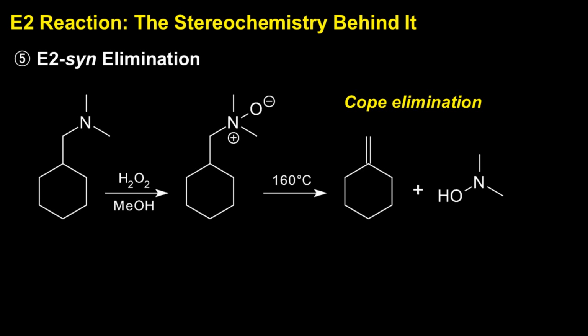Now, anti-elimination is still the preferred pathway. But Syn elimination can definitely happen, especially in rigid or constrained systems where anti just isn't possible.